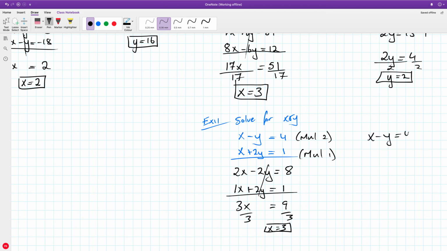x minus y is equal to 4. 3 minus y is equal to 4. Minus y is equal to 4 minus 3. Minus y is equal to 1. We don't want minus y, we want plus y, so we divide by minus 1. y is equal to minus 1. Toughy one to finish up with.